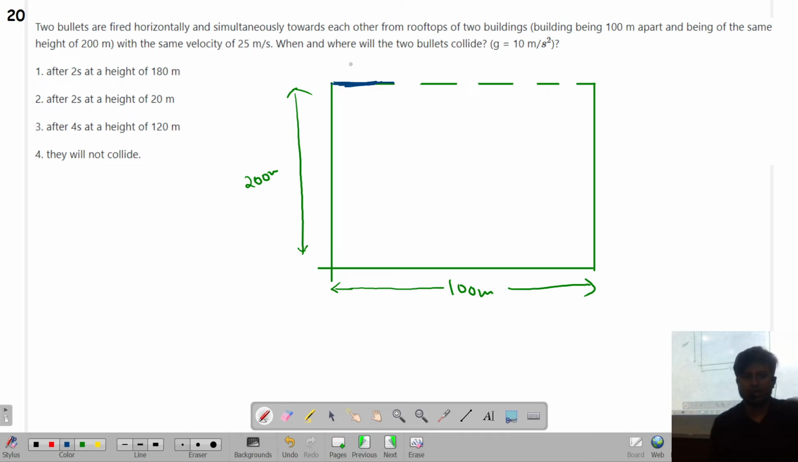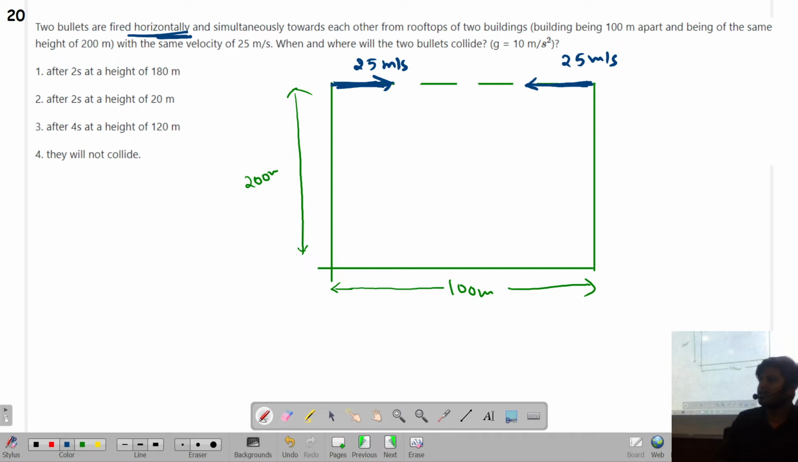Simultaneously from each, and they are fired horizontally or not? Tell me yes or no. In which direction are the bullets fired? Horizontal way. Okay. Now look over here. With how much velocity? 25 meter per second. Again, please look over here, guys. What is the velocity? 25 meter per second. It is asking when and where these bullets are going to collide.